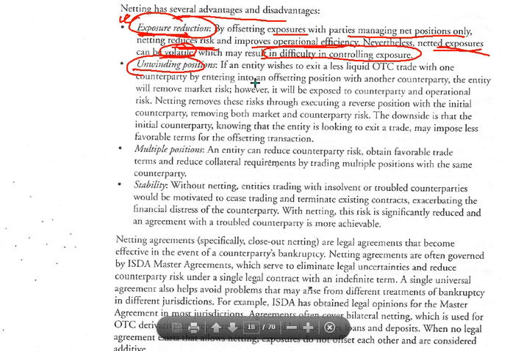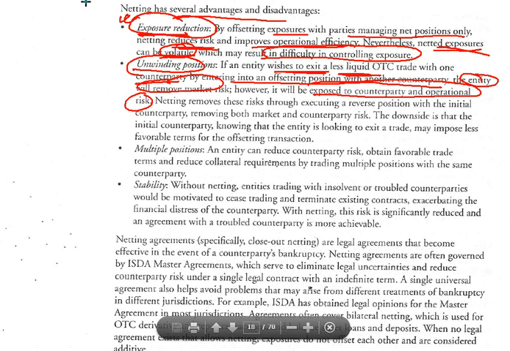Unwinding position. If there is an entity who wants to exit an illiquid OTC trade with one counterparty, by entering into an offsetting trade with another counterparty, the entity will remove its market risk. However, it will be exposed to the counterparty and operational risk. We have seen just the example. Netting removes this risk through executing a reverse position with the initial counterparty and removing both the market and the counterparty risk.